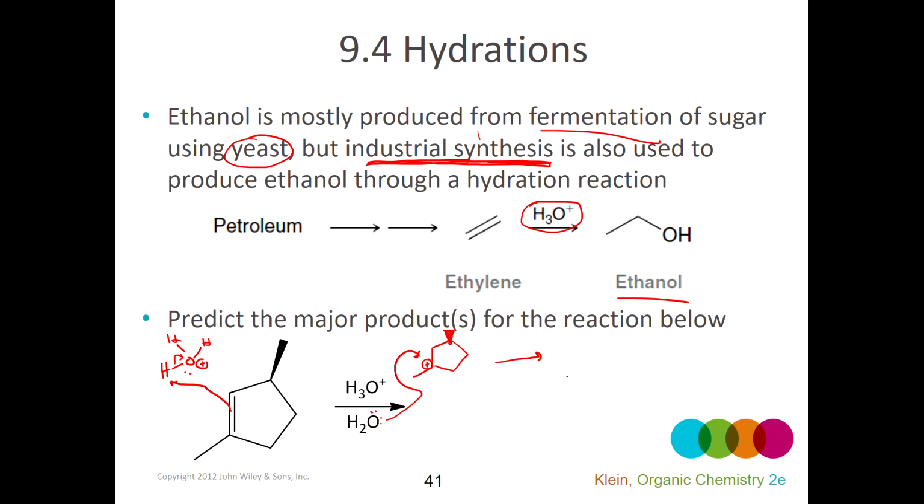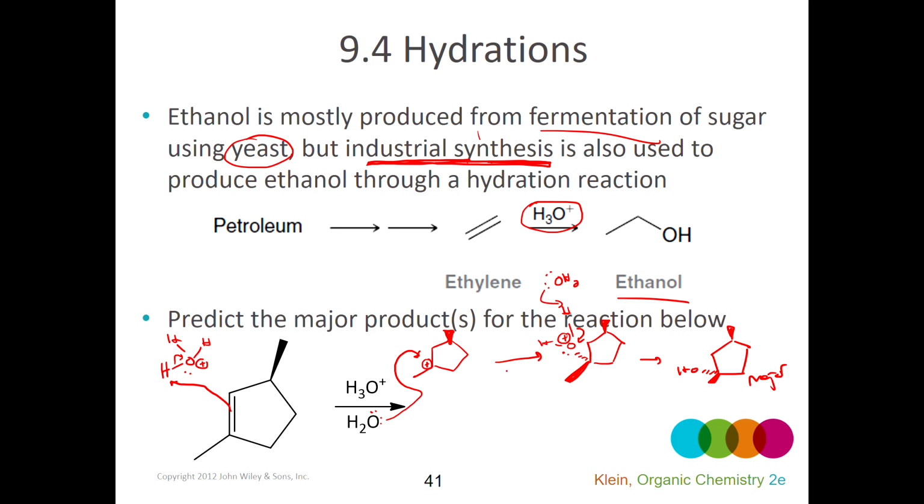And so the major product would have the water molecule with a dashed wedge, and that would push the methyl group out at me. And then another water would pick off a proton there and regenerate the catalyst. And that would give me this product here as my major product.